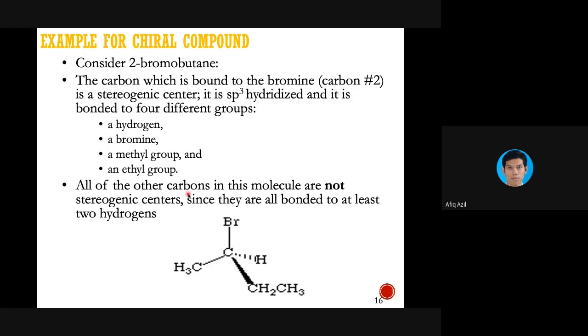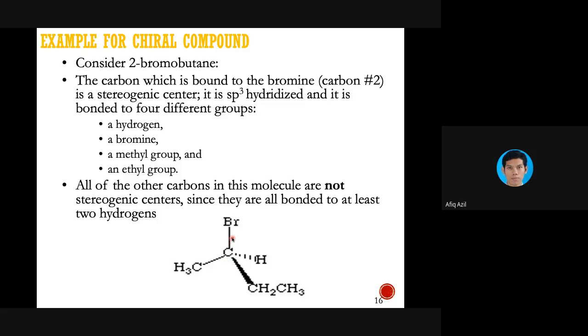All of the other carbons in this molecule are not stereogenic centers since they are bonded to at least 2 hydrogens. For example, this one, even though it is sp3 hybridized, is bonded to 3 hydrogens, so all are the same. This carbon as well is bonded to a methyl group and CHBr and CH3, but again it is bonded to 2 hydrogens. And this terminal carbon is the same as the first carbon. So there is only one chiral center in this compound.